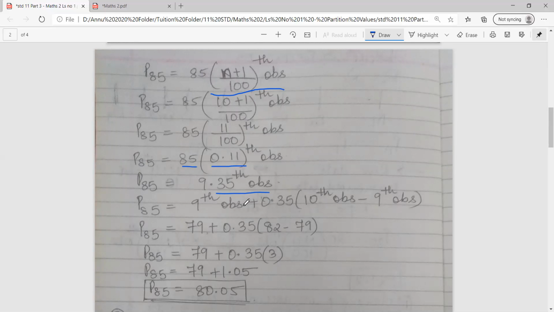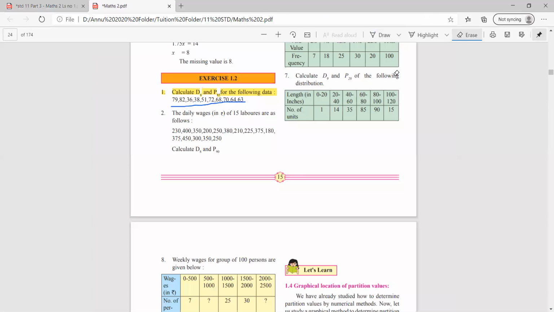The 9th observation plus 0.35 bracket open, 10th observation minus 9th observation. So 79 plus 0.35 into 82 minus 79, from the ascending order which we arranged, we picked up the numbers. 82 minus 79 gives you a 3. 0.35 into 3 you get 1.05. On adding, you get P85 is equal to 80.05. So with this, the first sum gets completed over here, class.